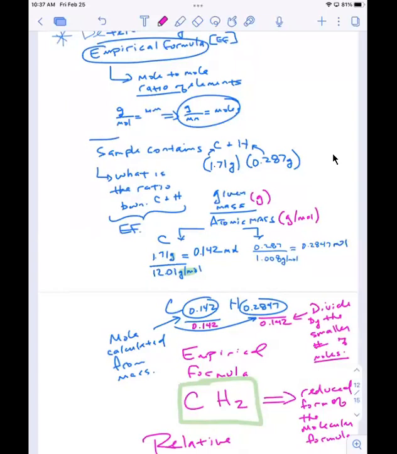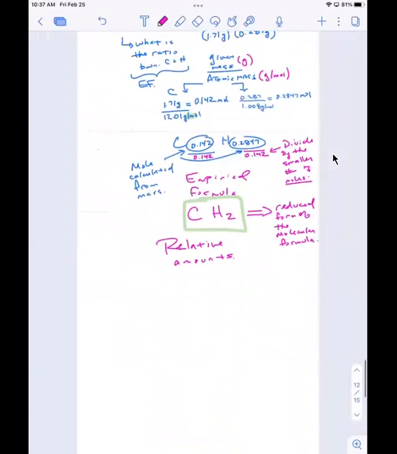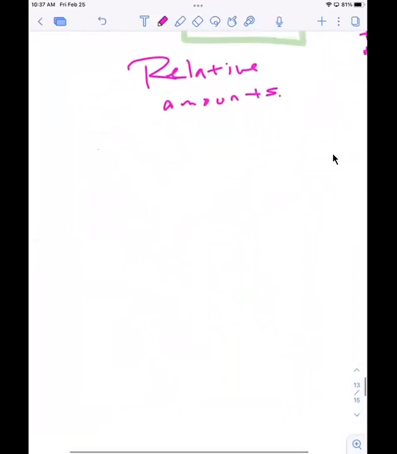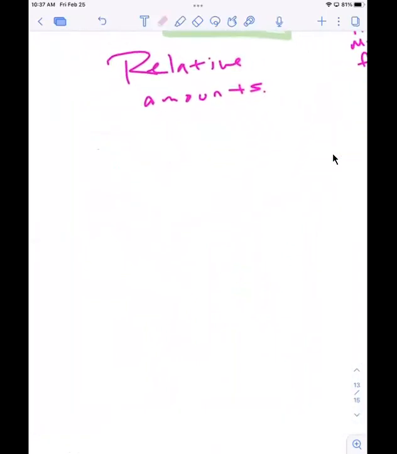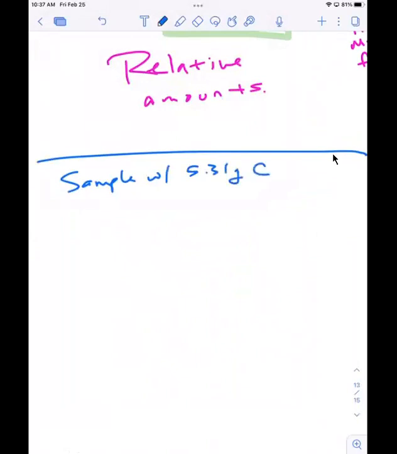All right, let's do another example just like this. I'm gonna pause for a second. I'm gonna see if you can work through another example. I'm not gonna break y'all out. I'm just gonna put the numbers on the screen and ask you to help me through it. So let's say we have a sample with 5.31 grams of chlorine and then 8.4 grams of oxygen, right?